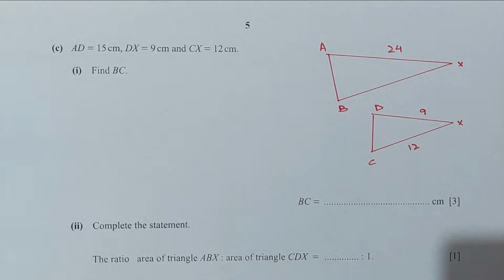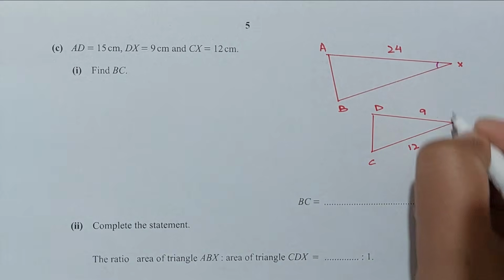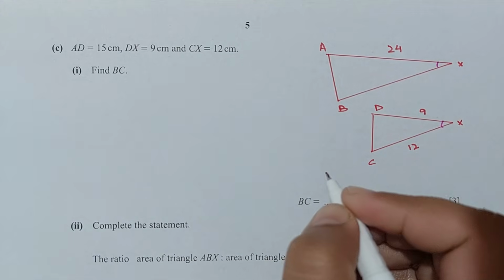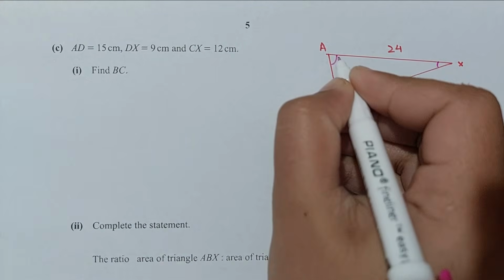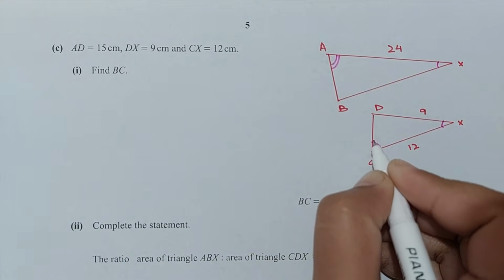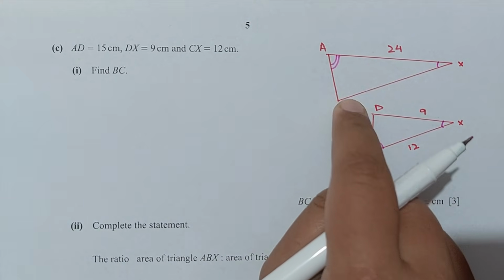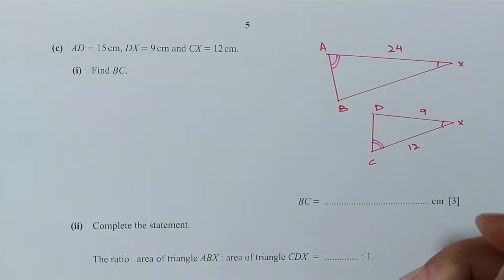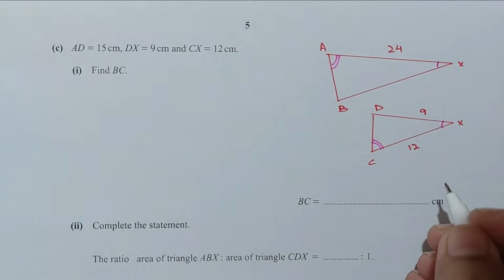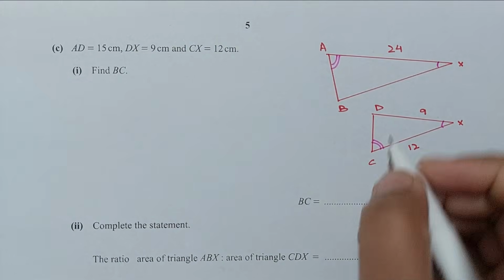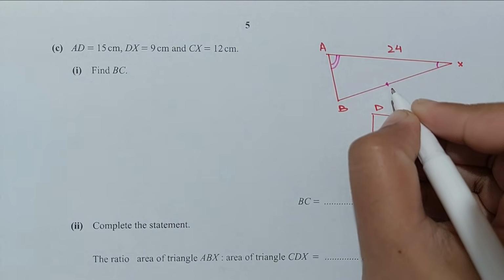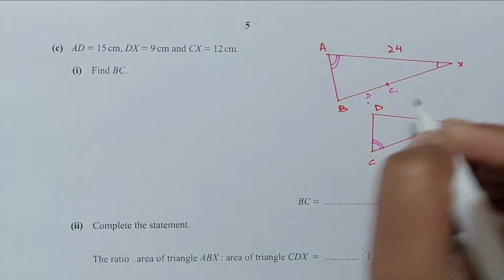All right. And what else we have given? X is the common angle, as you can see, right? And this angle A and this angle C are the same. So obviously B and D are also the same. Okay. So the triangles are similar. The ratios of the corresponding sides are equal. We have to find B to C. This length we have to calculate.